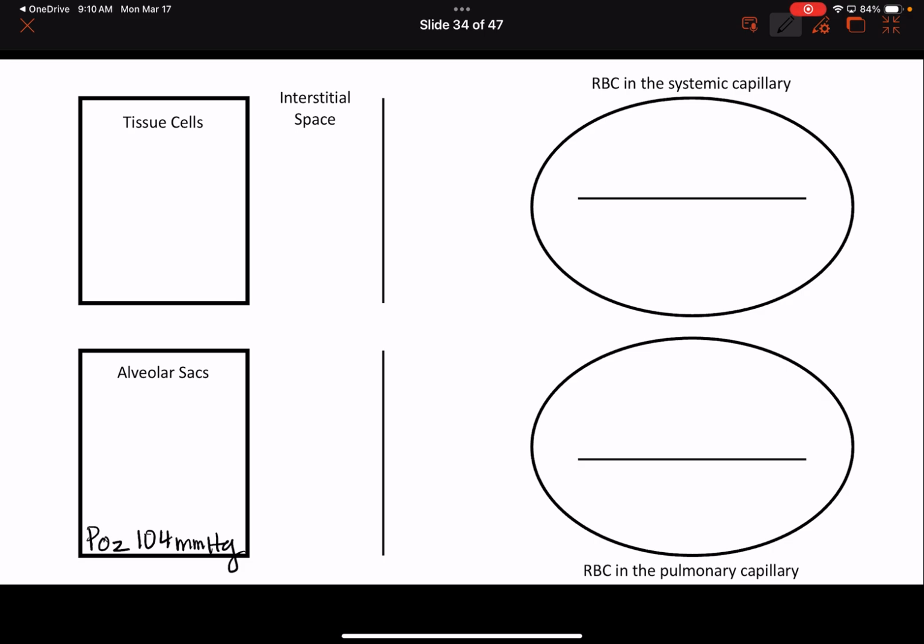How much is it in our systemic veins that approach the lungs? What's our PO2 in deoxygenated blood? 40. So PO2 is 40. So we have oxygen here, and oxygen is going to want to follow the lower pressure. So this is going to force oxygen into the blood. Right? Everyone's still okay with that? Okay. So the O2, and this is our alveolar sacs. This mid space is our interstitial space. Over here is the blood. And this guy right here is our red blood cell.